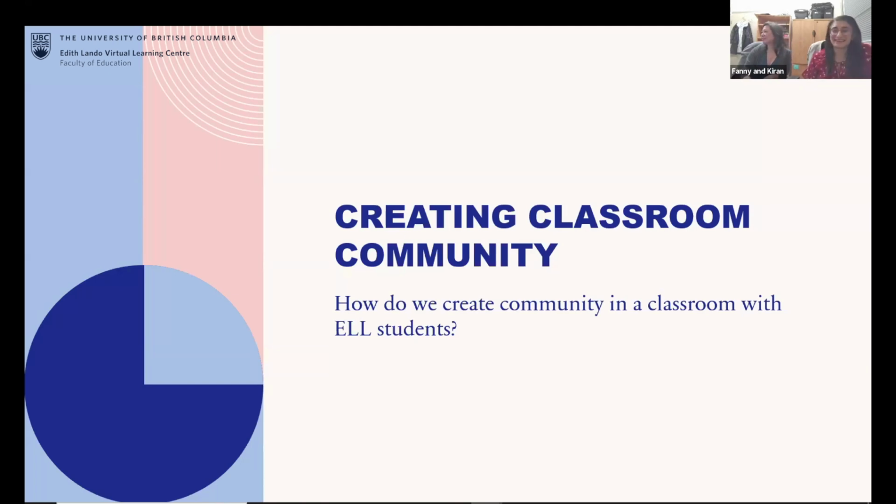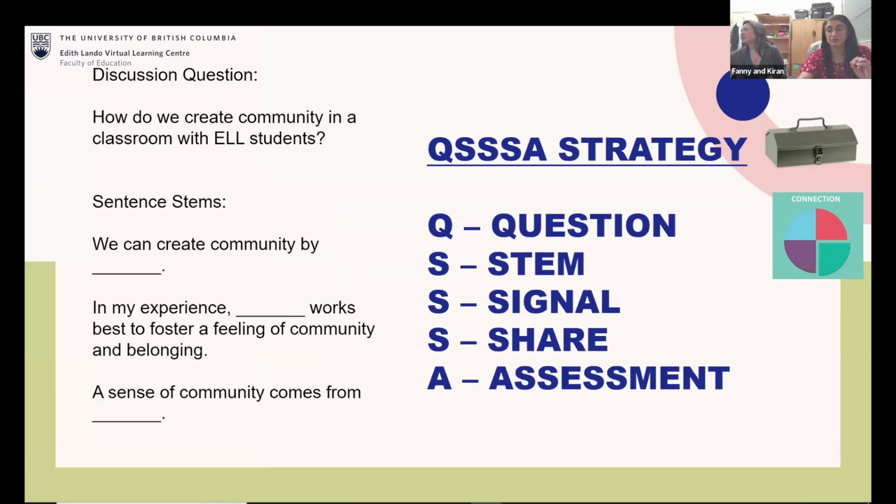The next one is creating classroom community. So our question to you is, how do we create community in a classroom with ELL students? And so we're going to be showing you another strategy, another acronym, the QSSSA strategy. This is a strategy where you pose a question, first of all, to the students. You provide a sentence or multiple sentence stems for the students to be able to use for answering. You create a signal for them to share with you when they are done. You have a sharing, so you encourage students to share answers with one another. And then there's some kind of assessment done by the teacher.